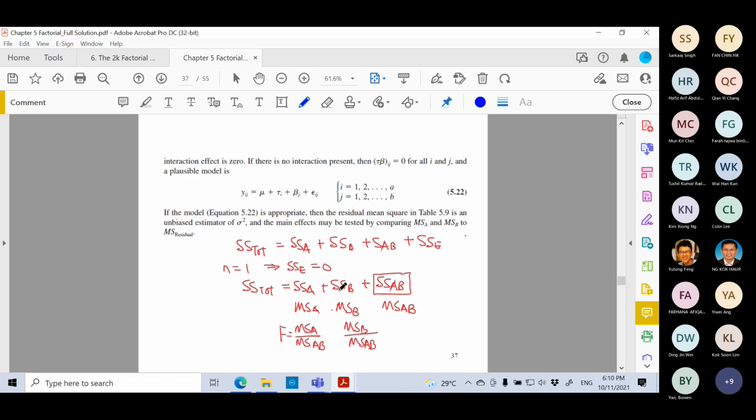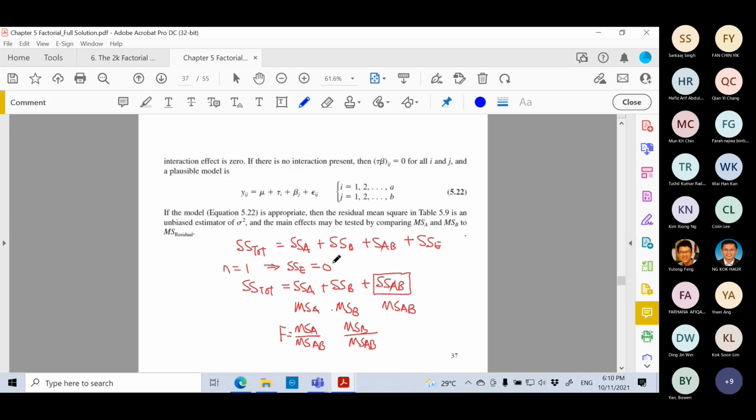So therefore, when you perform your F test, you have MSA over MSAB, and MSB over MSAB. So the sum of squares here can become your sum of squares for the error, replacing the error. Then you can test factor A and factor B. Of course, you will lose the information about the sum of squares for AB. For the sum of squares for AB, you cannot test it because you don't have the SSE. This is the information you need to lose if you want to run only n equal to 1.